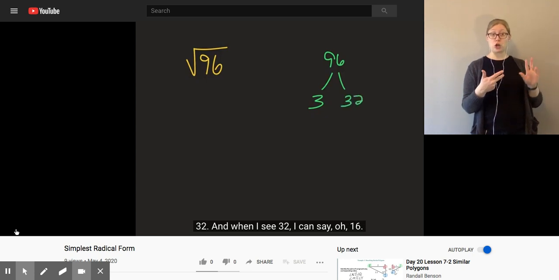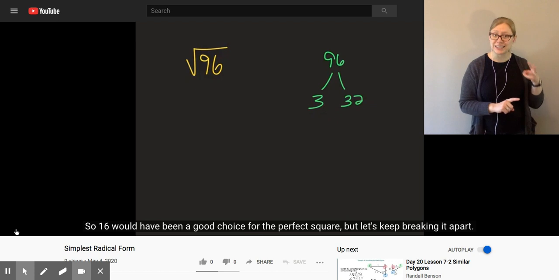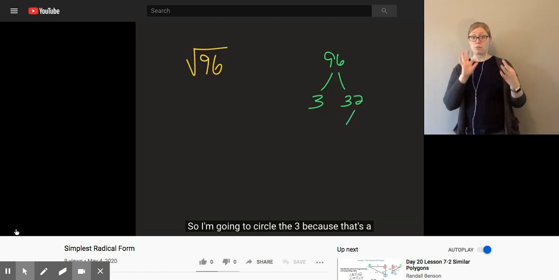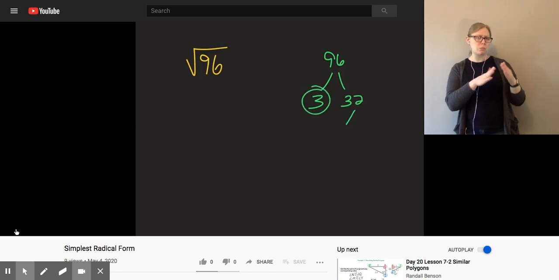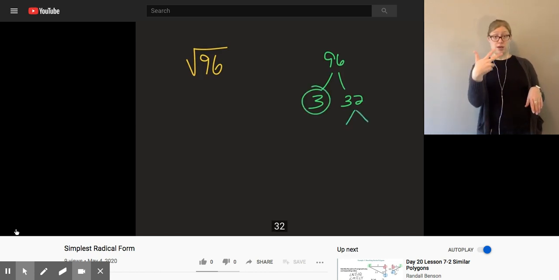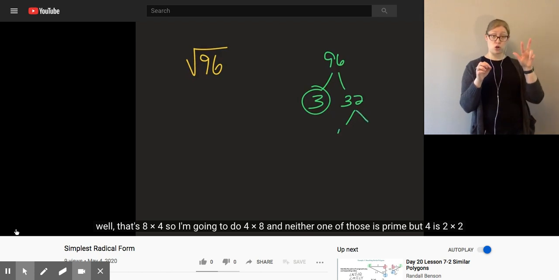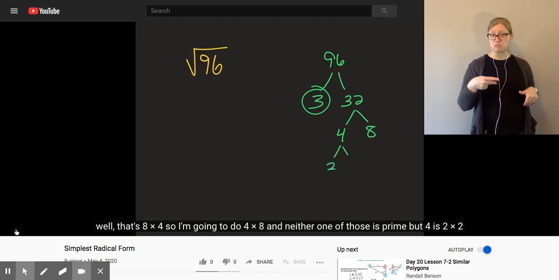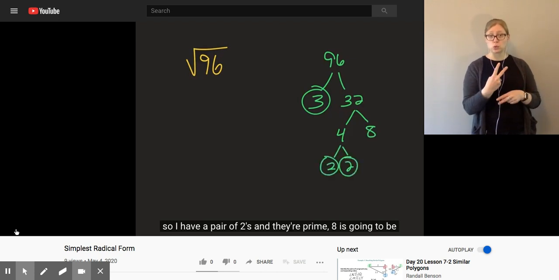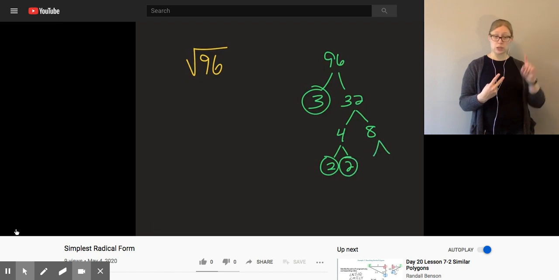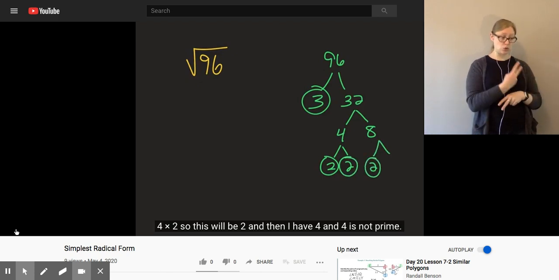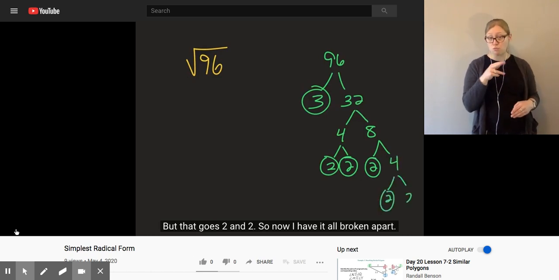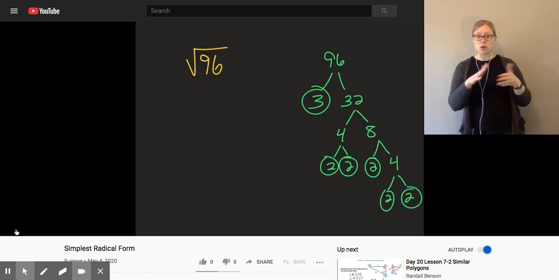And when I see 32, I can say, oh, 16. So 16 would have been a good choice for the perfect square. But let's keep breaking it apart. So I'm going to circle the 3 because that's a prime number. And 32, well, that's 8 times 4. So I'm going to do 4 times 8. And neither one of those is prime, but 4 is 2 times 2. So here I have a pair of 2's, and they're prime. 8 is going to be 4 times 2. So this will be 2. And then I'll have 4. And 4 is not prime, but that goes 2 and 2. So now I have it all broken apart.